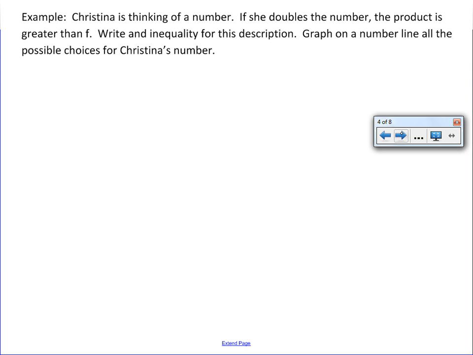Christina is thinking of a number. If she doubles the number, the product is greater than, and this says F, but it's supposed to be a 4.